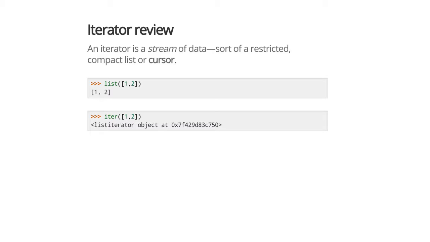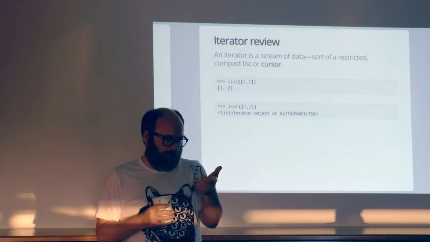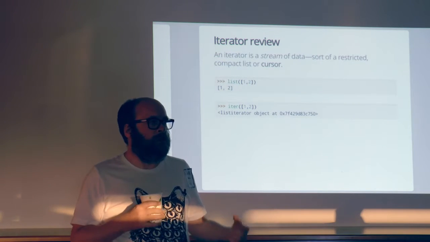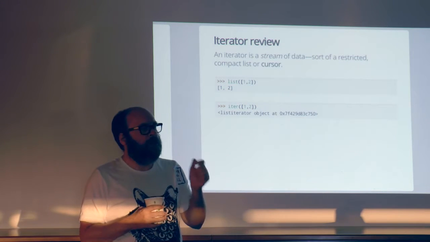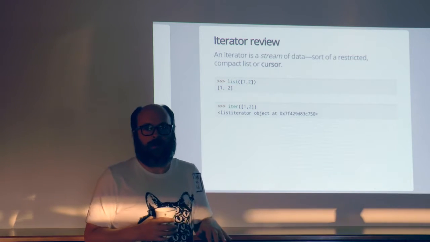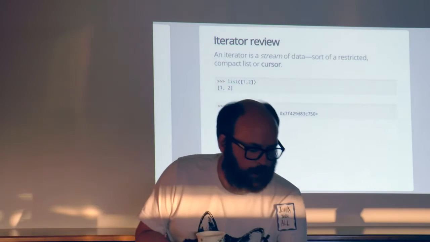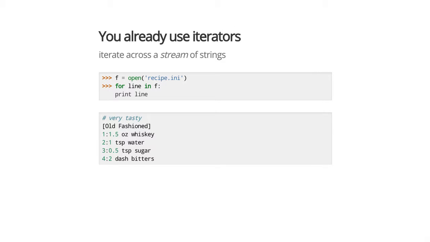This is basically a review. An iterator is a stream of data, sort of like a restricted compact list. Everybody uses this. Like if you do a database cursor, that's basically an iterator. So if you do list of 1, 2, you get a list, and it has the memory for the entire list all at once, and so it knows everything about that list. On an iterator, you get this weird object, list iterator object, at this magic hex address. An iterator is basically like a cursor. You have a single bit of data, and you can get the next bit, and that's it. There's nothing else. But it's very efficient, so you get a bunch of benefits.